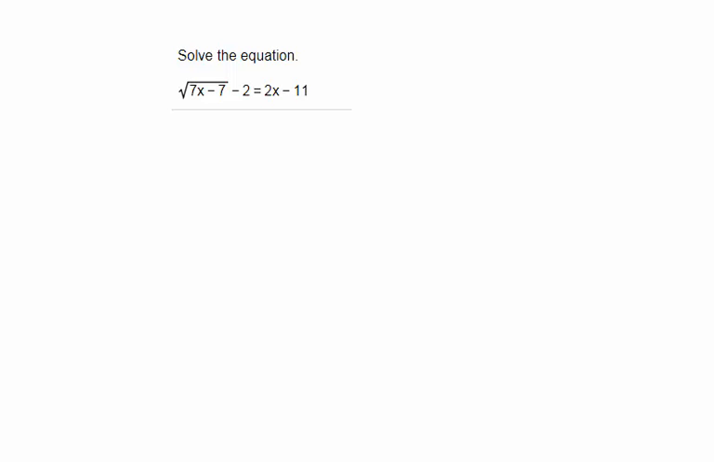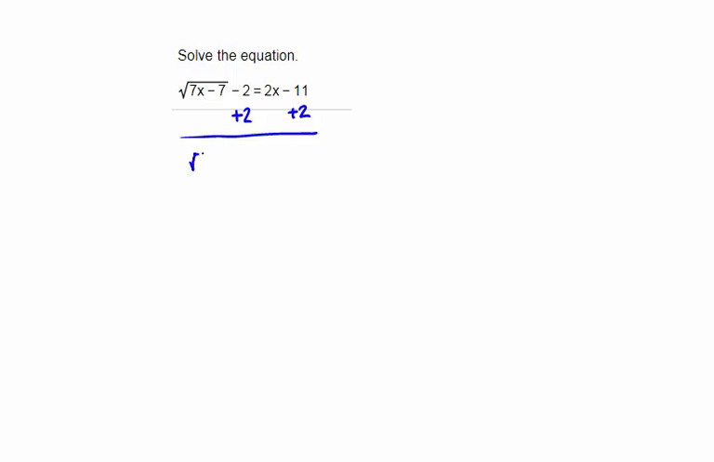Okay, so we're going to take a look at one additional problem involving a radical equation. And so the first thing that we want to do on this is isolate the radical. We want to get the radical by itself on one side of the equation. And so in order to do that, I'm going to start with this minus 2, and I'm going to add 2 to both sides of the equation.